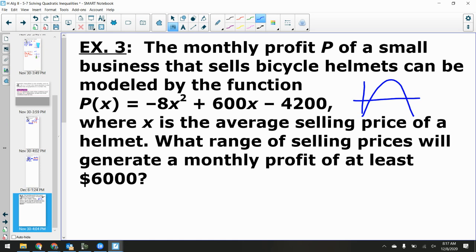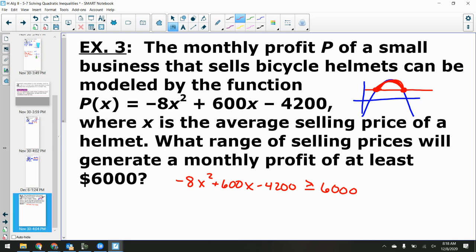What I'm concerned with is this profit line of $6,000. I want my profits to stay above that. So I want to find the values that are going to make that happen. That's what I'm really looking for. So basically I'm saying negative 8x squared plus 600x minus 4,200 has to stay above, greater than or equal to, 6,000. You guys follow me there? I'm just saying I want profits greater than or equal to 6,000.